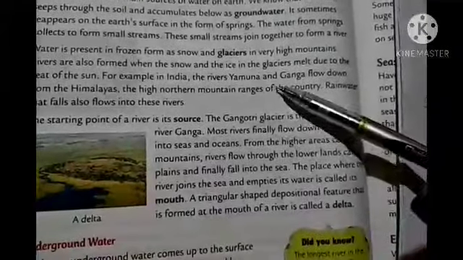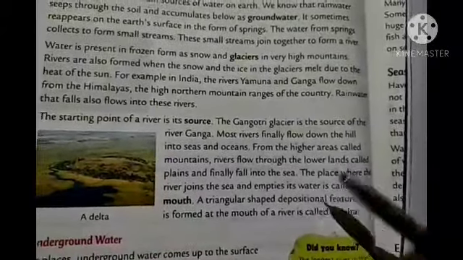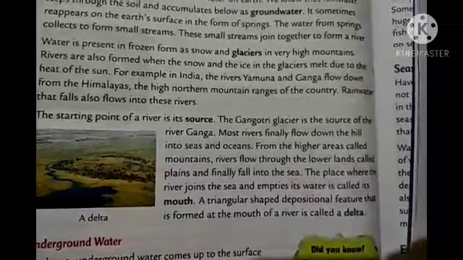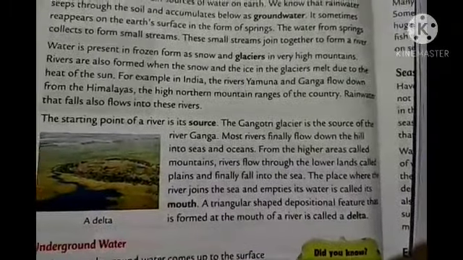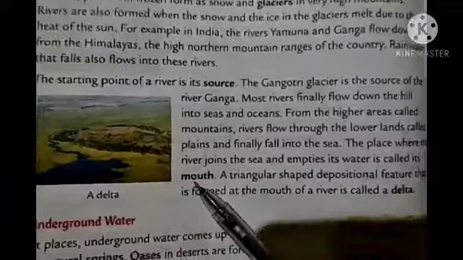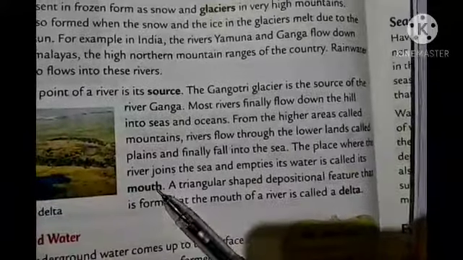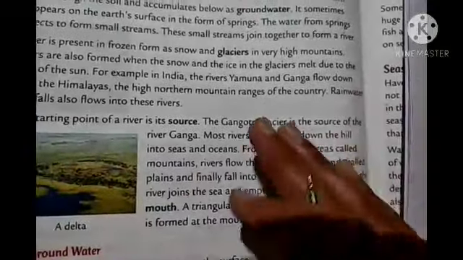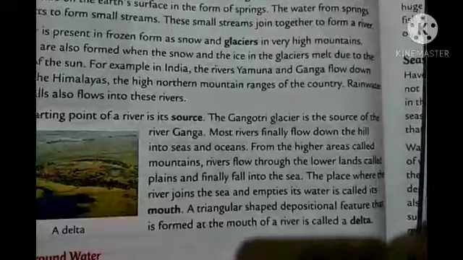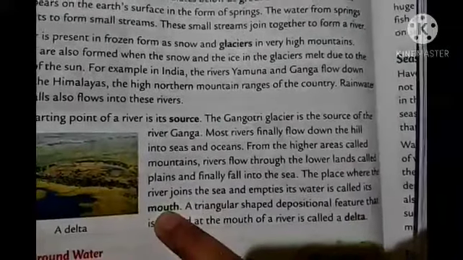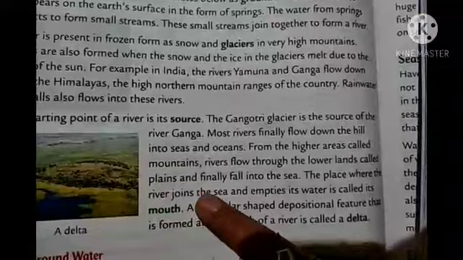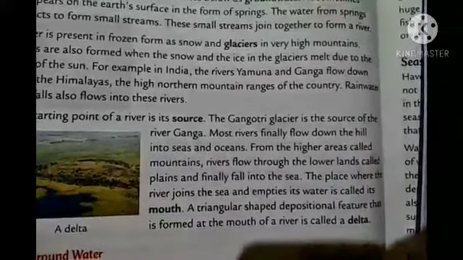So from mountain to plain and plain to sea. The place where the river joins the sea and empties its water is called its mouth. This is very, very important. Rivers are smaller than the sea. The point where rivers meet the sea is called the mouth.